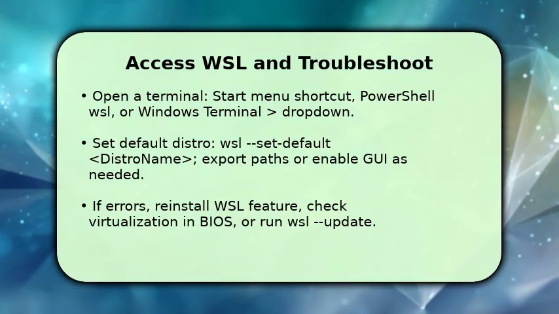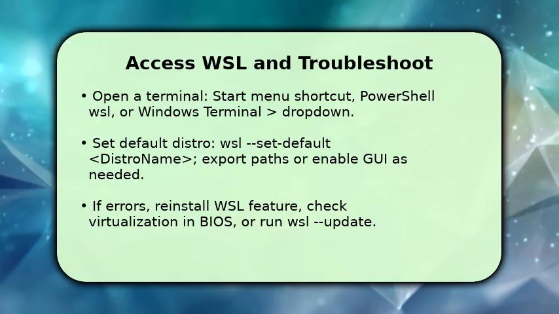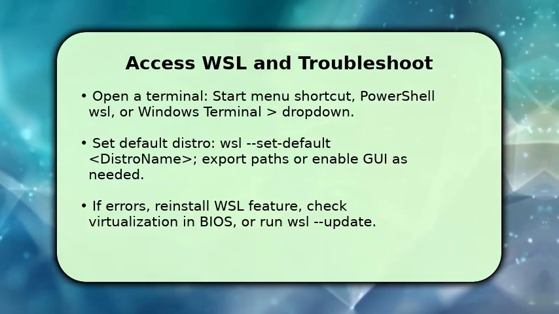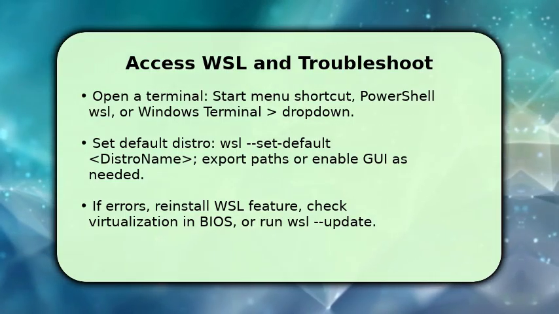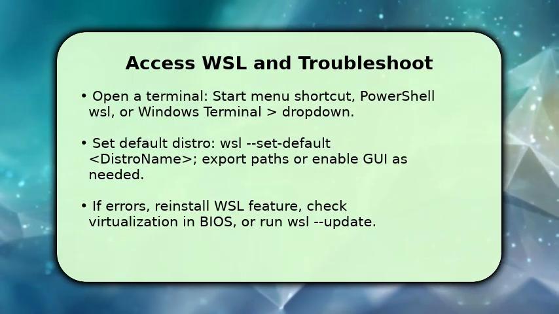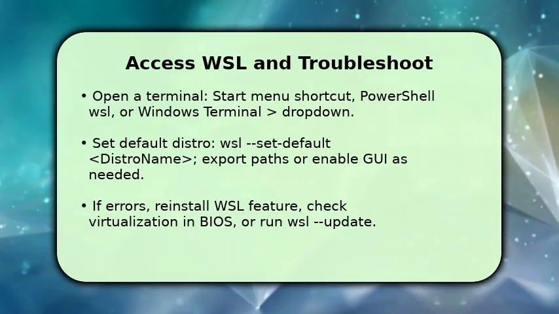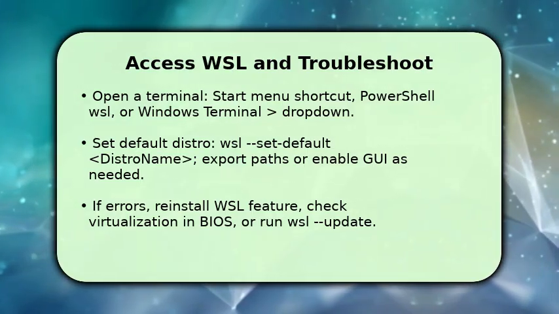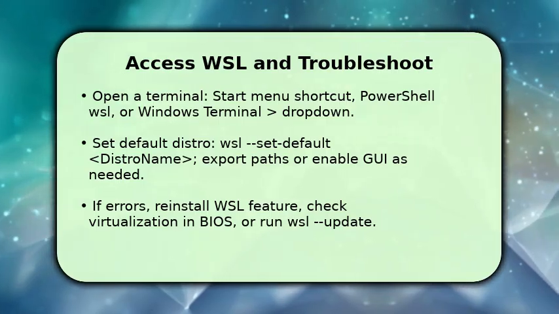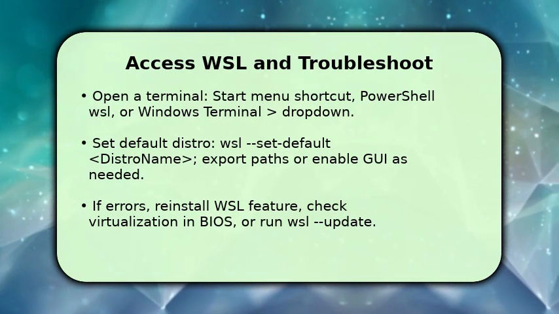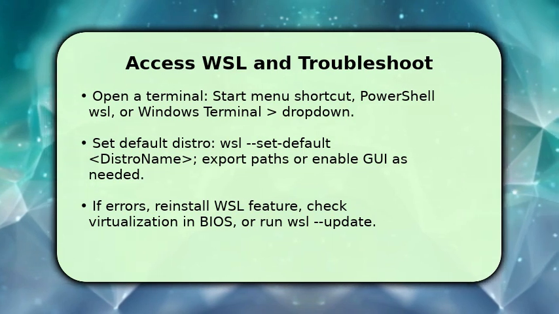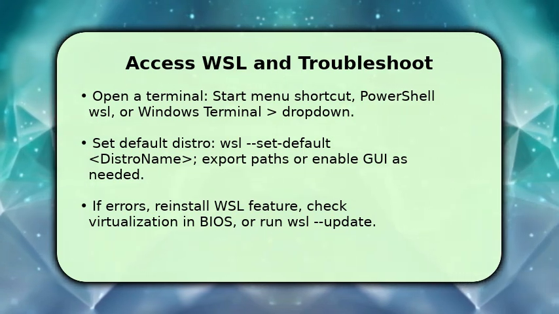To open WSL quickly, use the Start menu shortcut, run wsl in PowerShell, or open Windows Terminal and select your distro. Once active, use wsl --set-default <distro name> to choose your default and make any path or GUI settings you need. If something goes wrong, restart and ensure virtualization is enabled in BIOS/UEFI, run wsl --update to get the latest components, or disable and re-enable the Windows Subsystem for Linux feature and reinstall your distro. That one troubleshooting step resolves most issues.